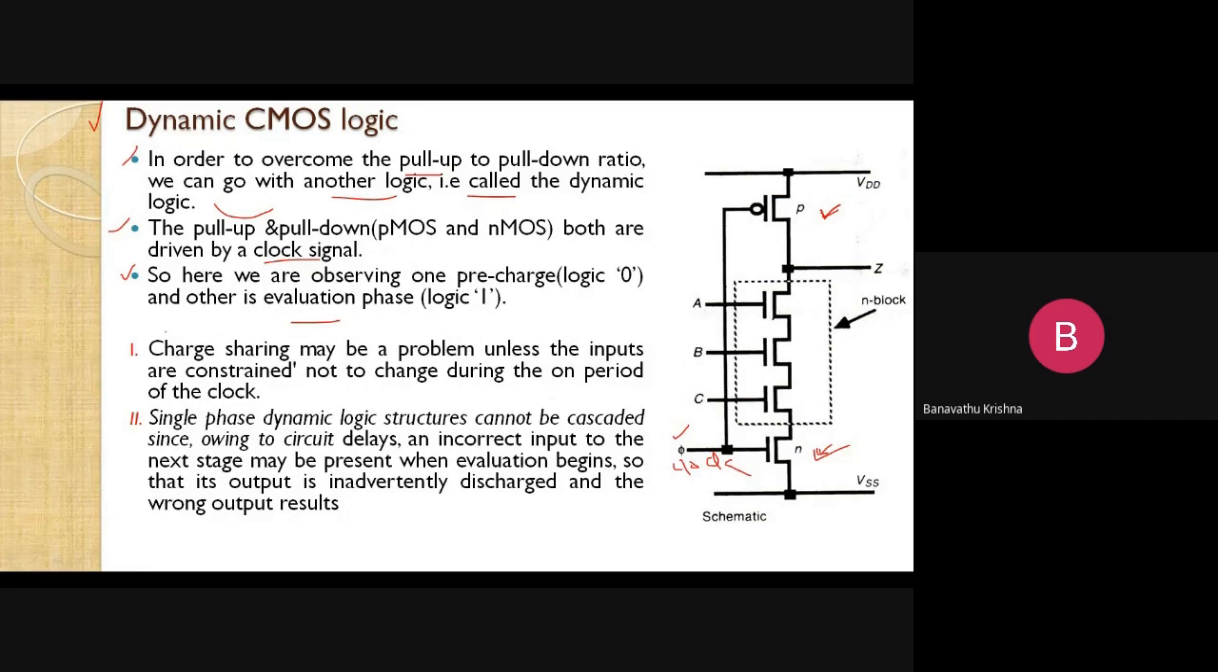And one more thing I want to observe here: there are two problems. One is the charge sharing problem, right? And the second one is the cascading problem. Okay, so it cannot be cascaded. If it is cascaded, how is the problem going to occur? And how does this charge sharing problem occur in this case? I want to give detailed information about these two problems, right?